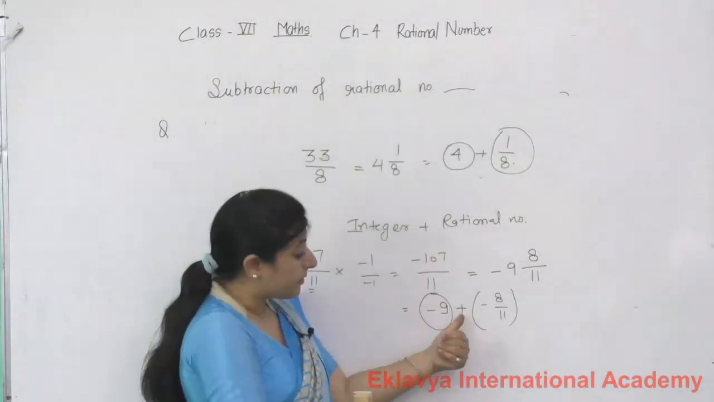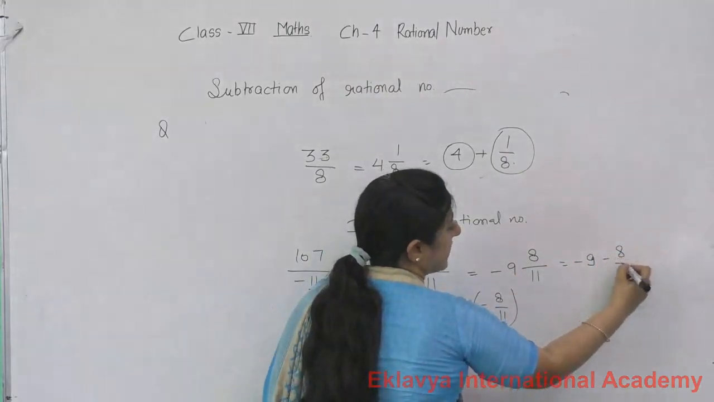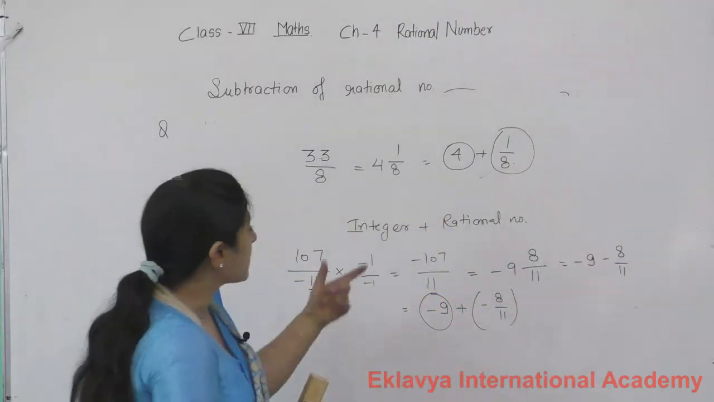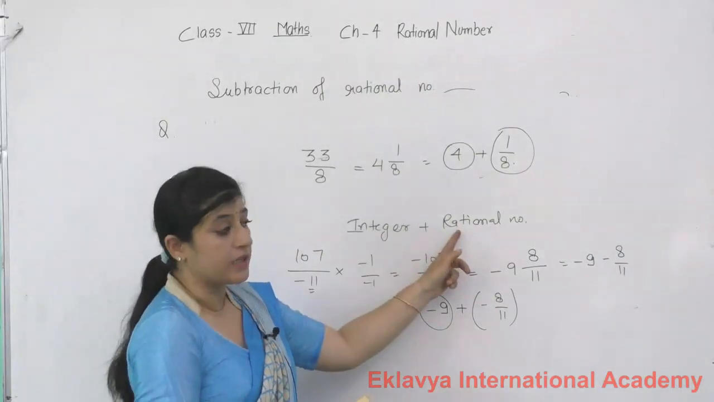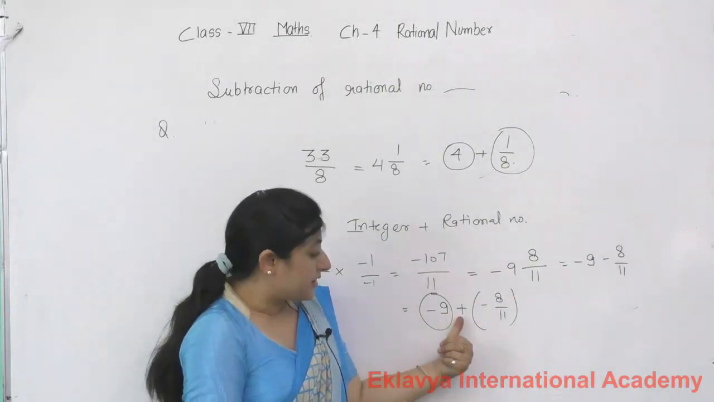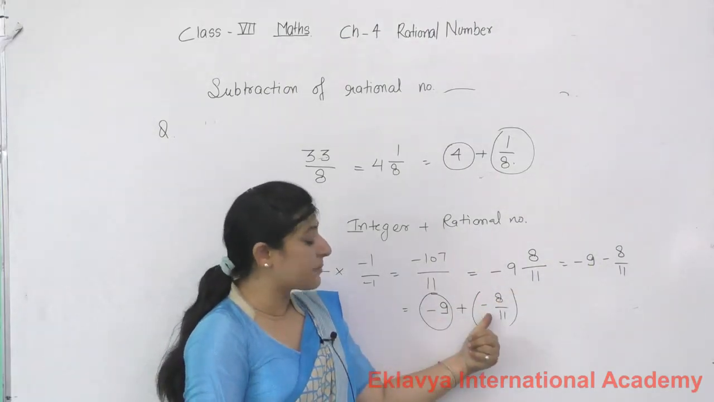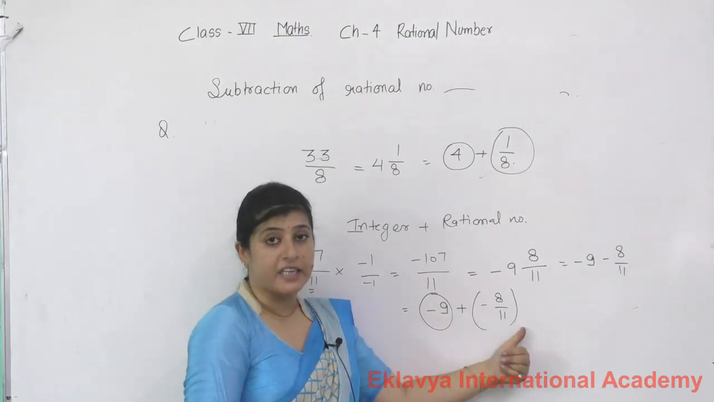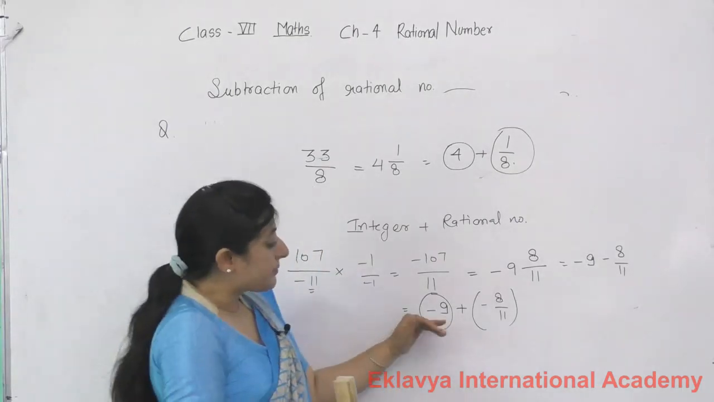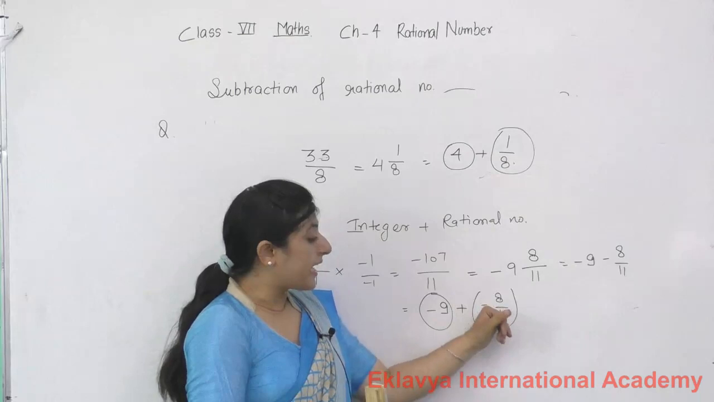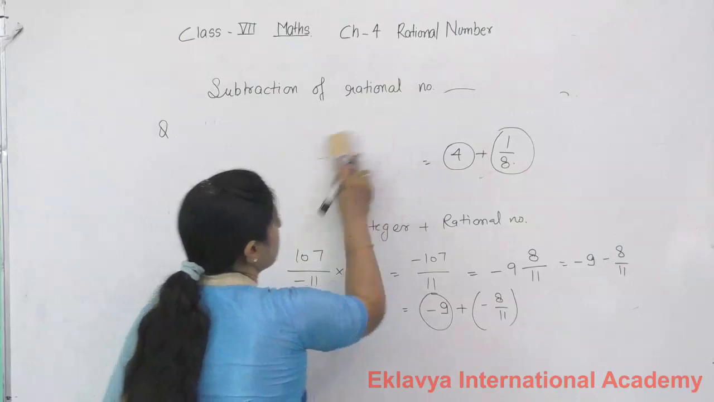We need the sum. We can also write minus 9 minus 8 by 11. But our question wants us to change into the form of the sum of an integer and a rational number. We need a plus sign here. So what do we do? Here we put a plus sign and take the minus sign in a bracket, which means we take the negative sign with the numerator. Then our answer is minus 9 plus minus of 8 upon 11. So this type of question we will solve like this.